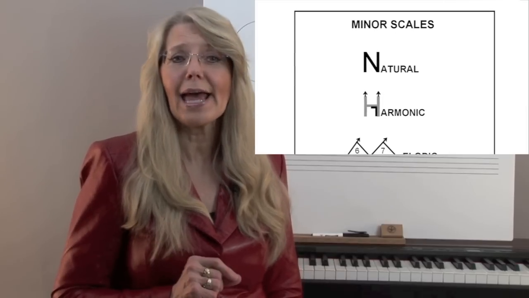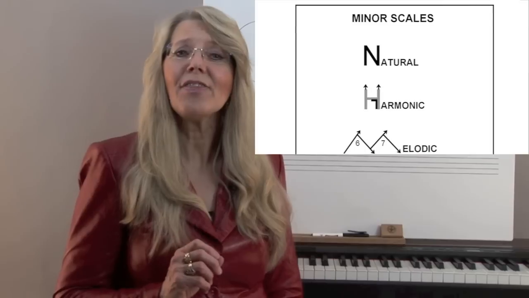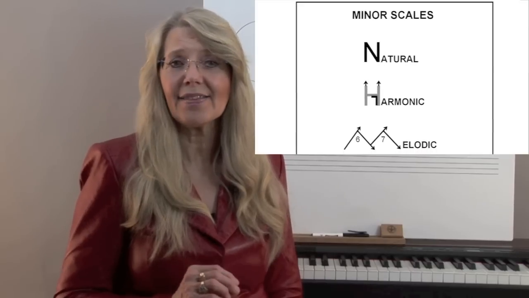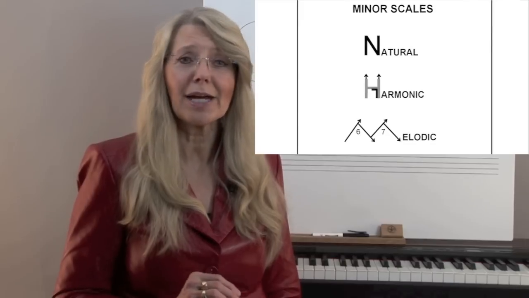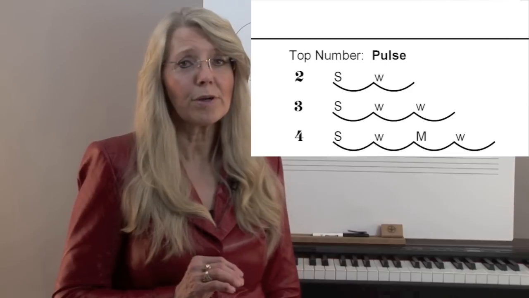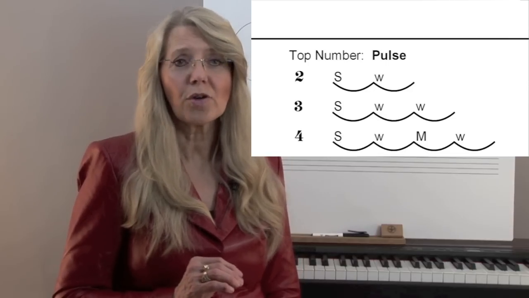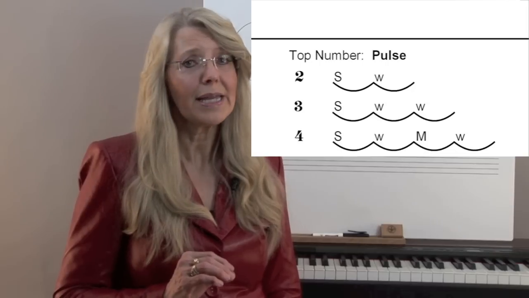Then draw the letter M with the 2 arrows pointing up and down, and add the numbers 6 and 7 inside the M for the raised and lowered 6th and 7th notes of the melodic minor scale. On the bottom right, draw the time signature chart. The top number, pulse: 2, strong, weak; 3, strong, weak, weak; 4, strong, weak, medium, weak.